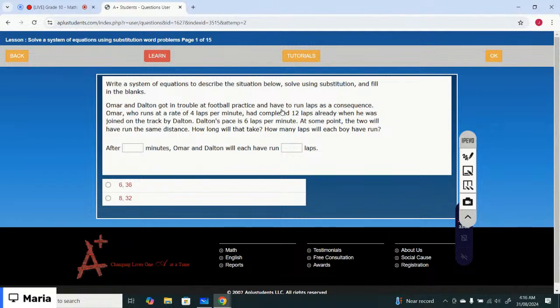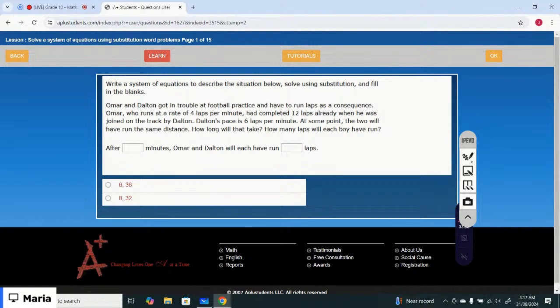Okay, so Umar and Dalton, let me just write down the equation. Got it? Umar and Dalton got in trouble at football practice and have to run laps as a consequence. When he joined the track, 6 laps per minute. Okay, so we need to write down the equations first, right?